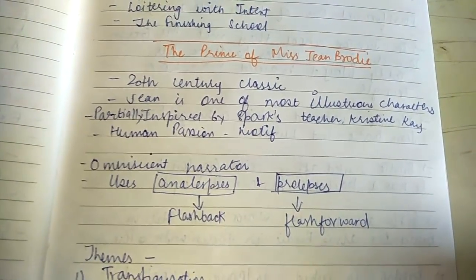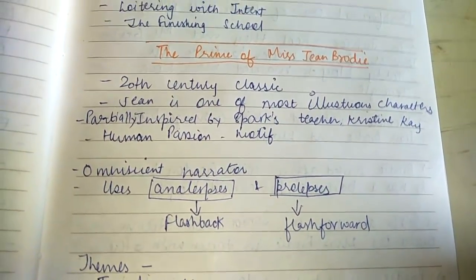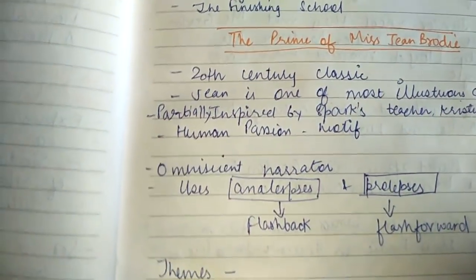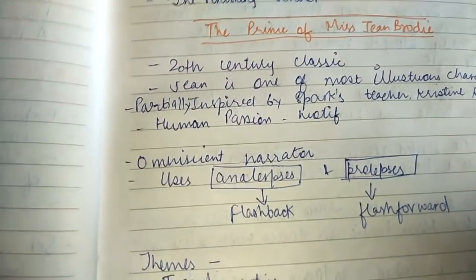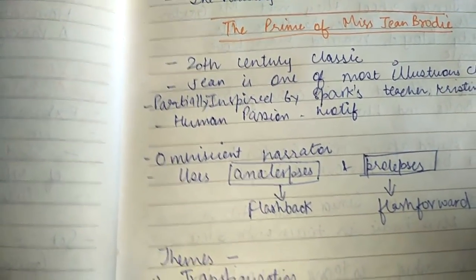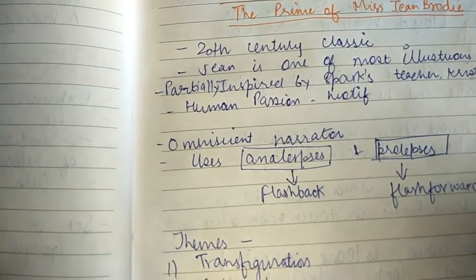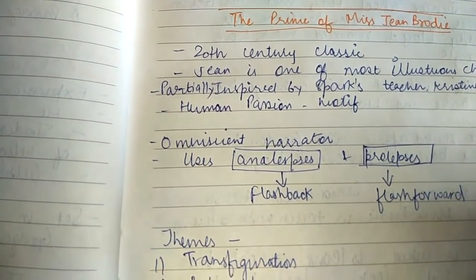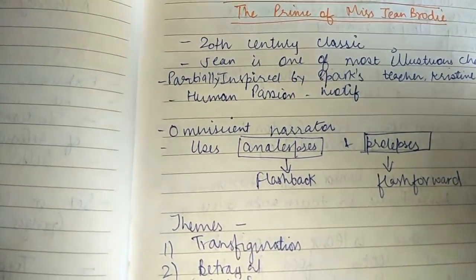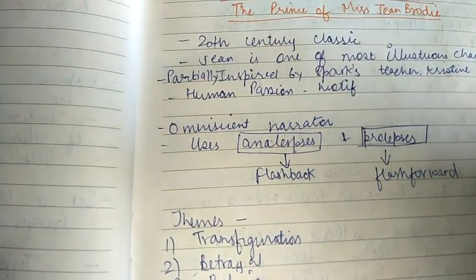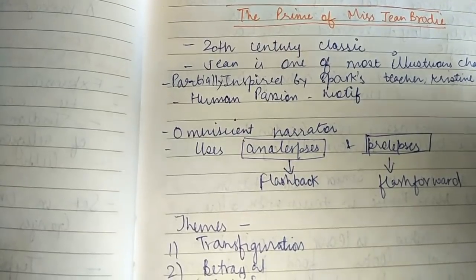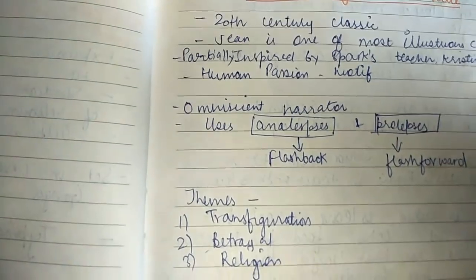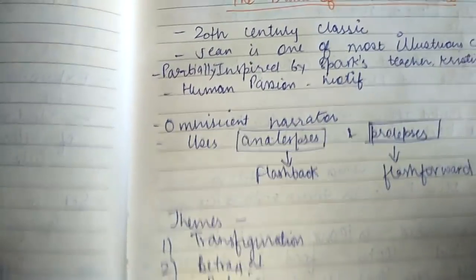It is partially inspired by Spark's teacher, Christine K. It is not an autobiography or something like that, but it has just an inspiration. And the motive here is the human passion, which is shown in the novel. There is an omniscient narrator. She also uses analepsis and prolepsis. Analepsis is flashback, and prolepsis is flash forward, like the future events which you will get to know in the novel. So she has made use of both the techniques.